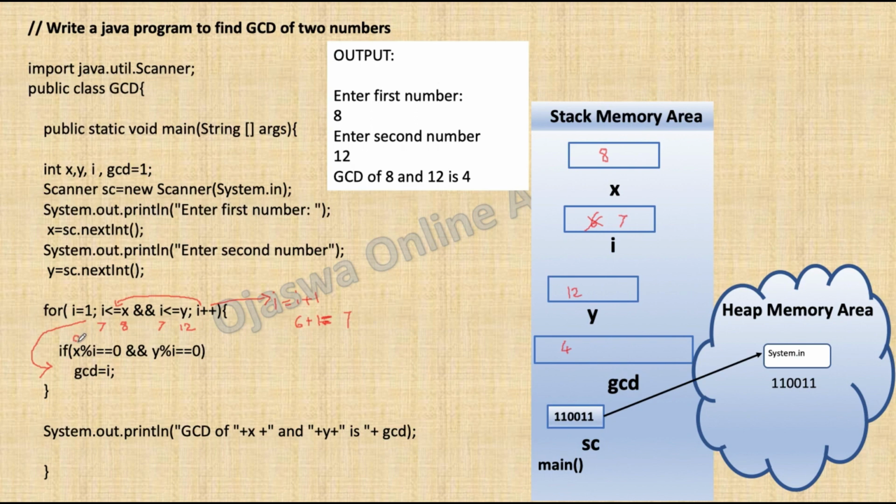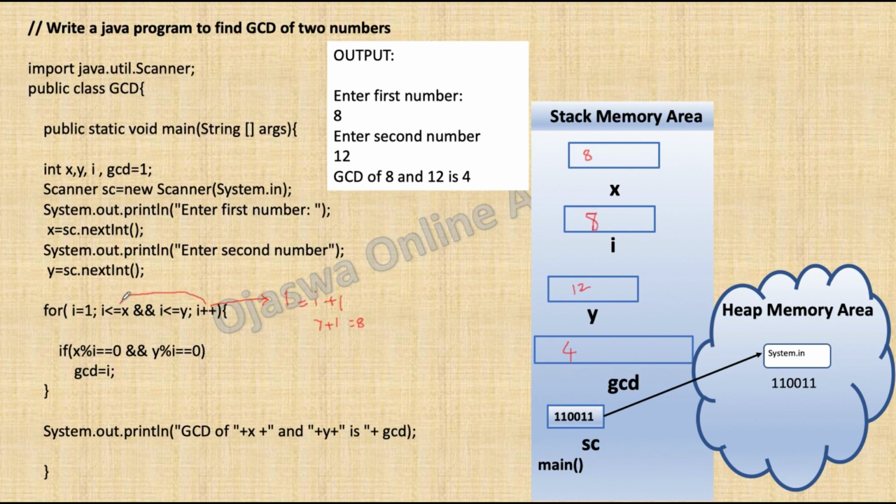Value of x is 8 divided by 7. Now 8 is not completely divided by 7. When you divide 8 by 7, the remainder is not 0. The modulo operator is used to check the remainder. Hence the condition is false. Control of the program does not go inside the if block and the value of GCD does not change. It is still 4. From here control of execution will go to the increment statement. Again i is incremented, 7 plus 1. The updated value of i is 8.